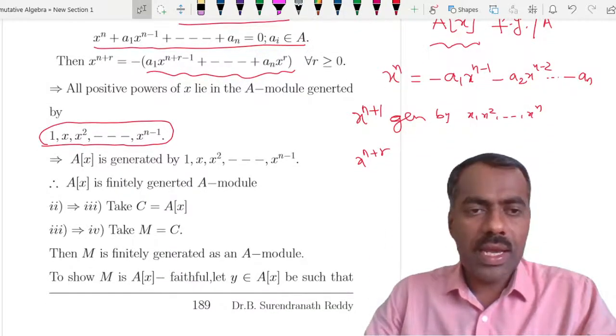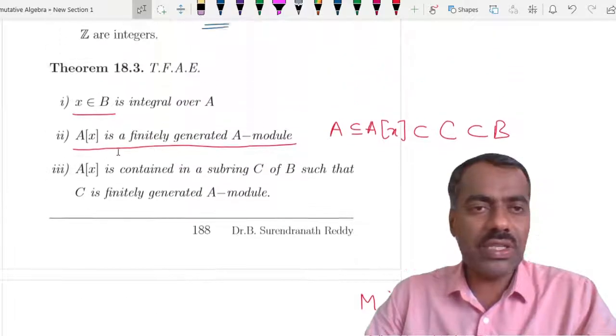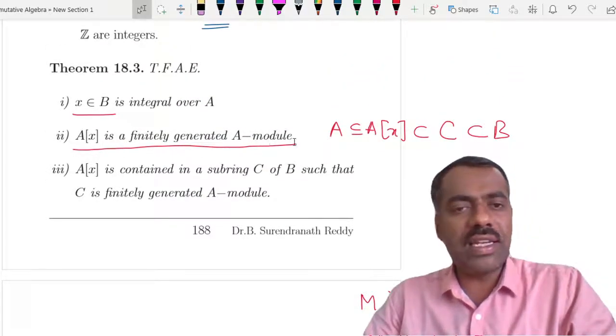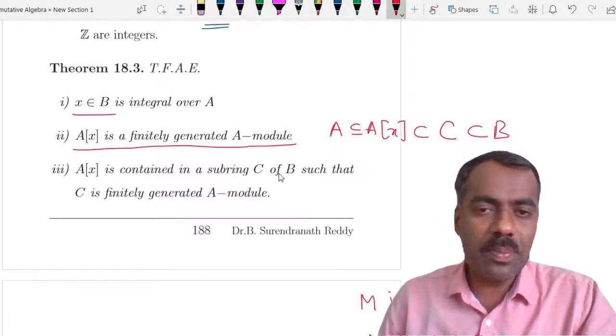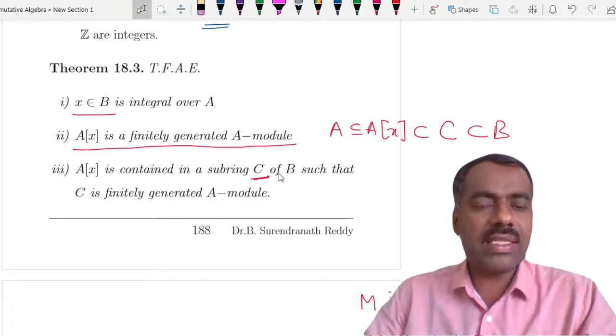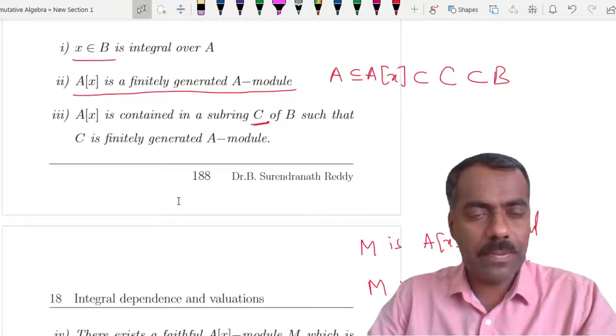Okay, and 2 implies 3 is obvious. What is 2? It says that A[x] is a finitely generated A-module. We already have something which is a finitely generated A-module, so simply take C as A[x], and then 2 implies 3 is very obvious.